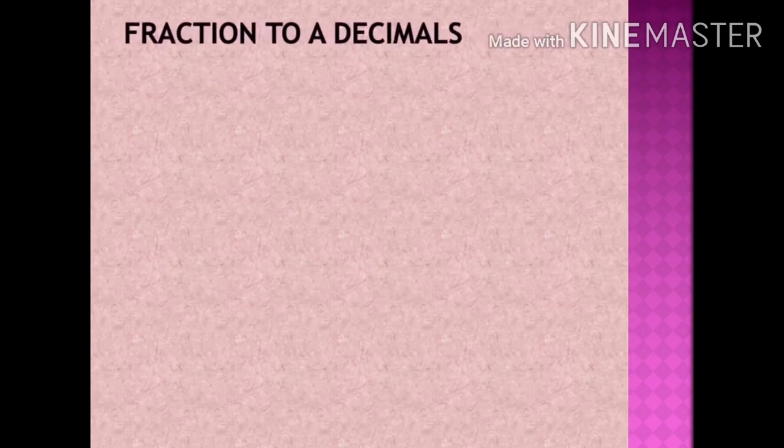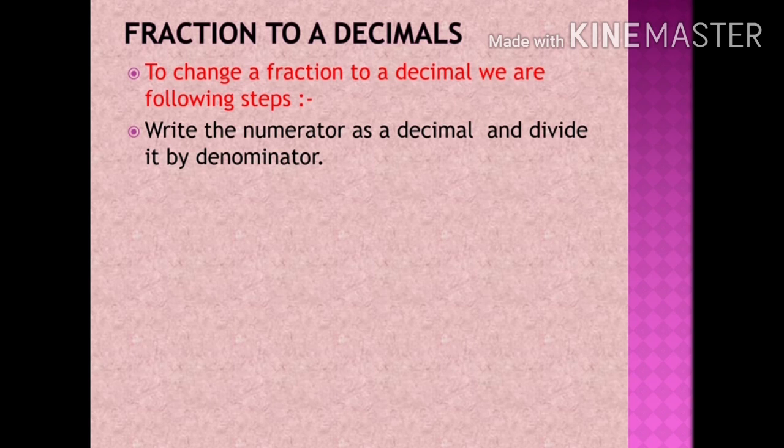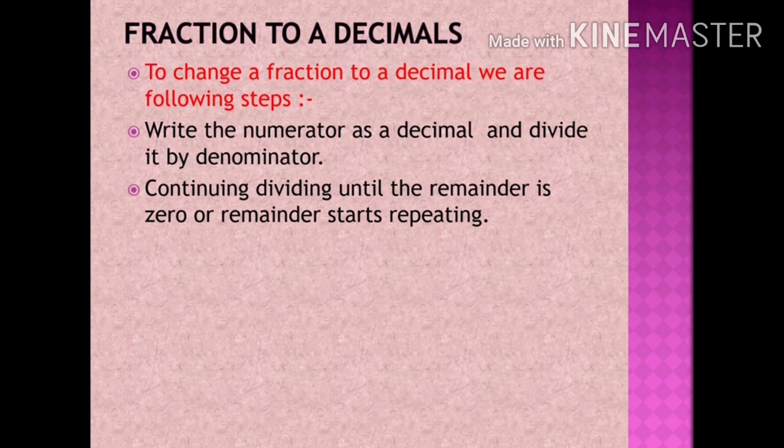13 upon 5 we can write as 2.6. Fractions to decimals. How to convert a fraction to a decimal? To change a fraction to a decimal, we follow these steps. Write the numerator as a decimal and divide it by the denominator. Continue dividing until the remainder is 0 or the remainder starts repeating. An example is given.